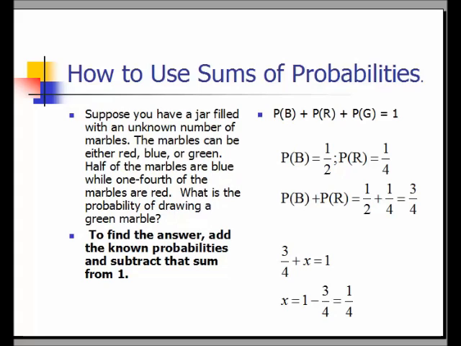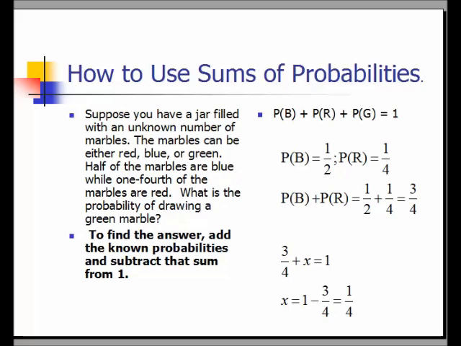We can call the probability of getting a green marble x. Therefore, the probability of a blue plus the probability of a red is 3/4, plus the probability of green is x, and that sums to 1. If we subtract 3/4 from both sides, our answer becomes x equals 1 minus 3/4, or x equals 1/4.